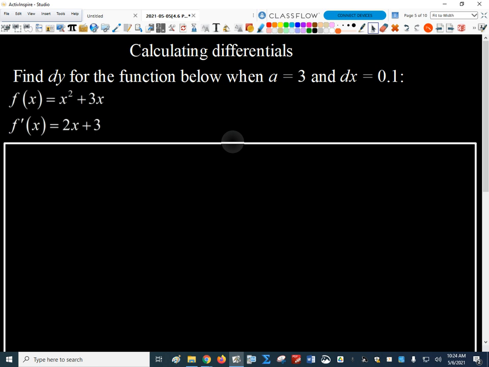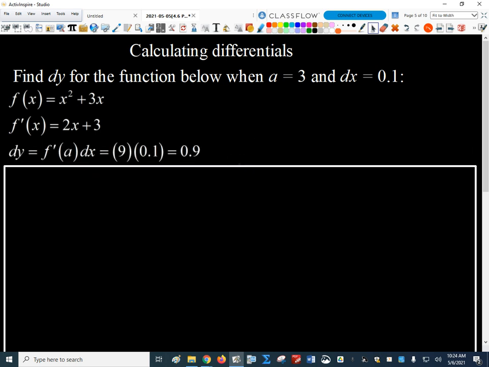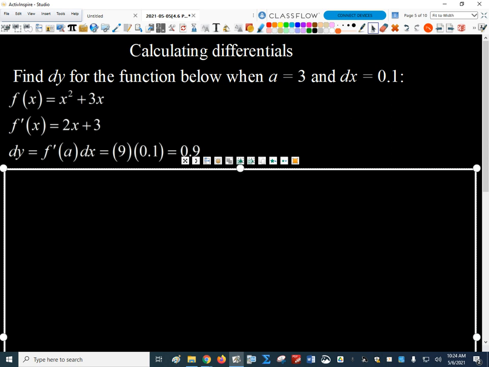So let's calculate the derivative first of all, right? We know the function's x squared plus 3x. The derivative is just 2x plus 3. And here's our differential, right? dy is just f prime of whatever convenient value we're going to use, which in this case is 3. Okay, so it's going to be f prime of 3 times dx, the amount that we're changing the x value. Okay, so we can do that.